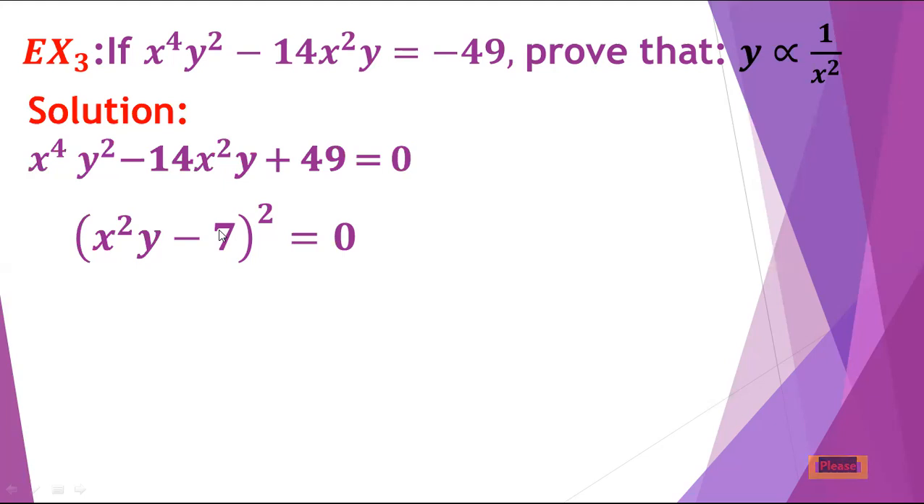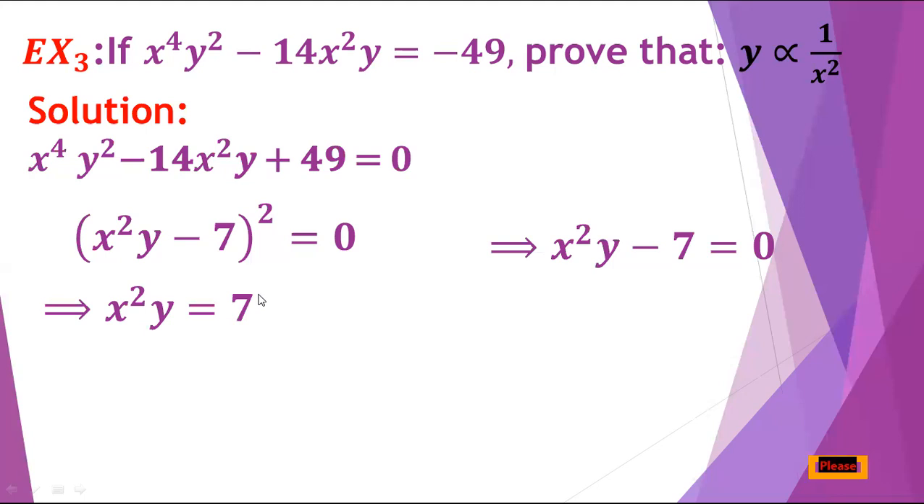This bracket equals 0. We have bracket power 2 equals 0, then we can write only one of them equals 0. Then x^2 y minus 7 equals 0. Transfer negative 7 to the other side, then x^2 y equals 7. We must prove that y equals constant divided by x^2. This is the condition to say that y varies inversely with x^2.